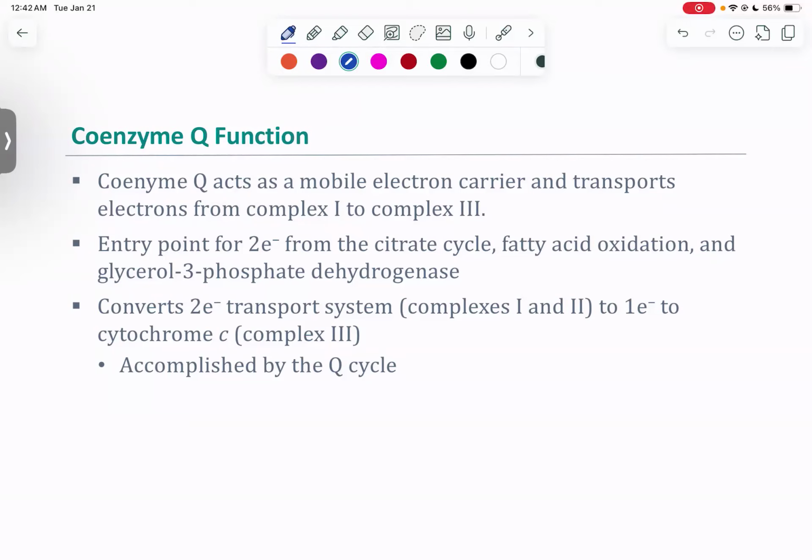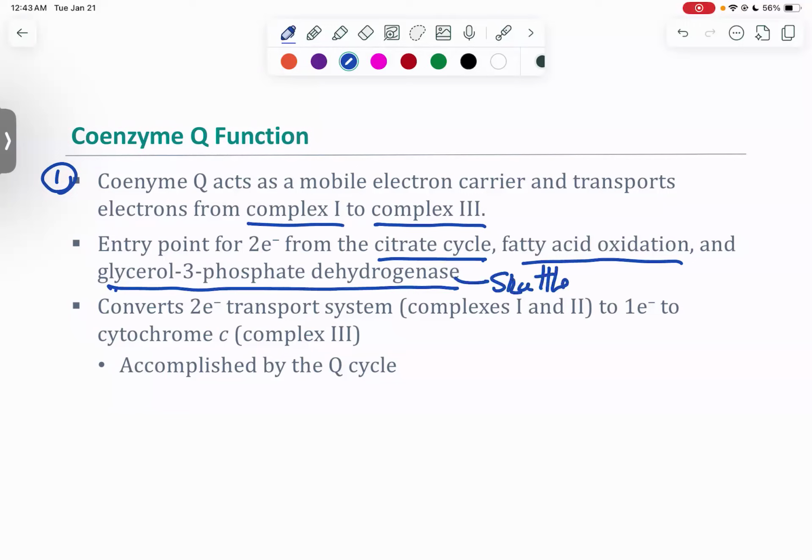Coenzyme Q has 3 really, really big roles, and it acts first as a mobile electron carrier, and it transports those electrons from complex 1 to complex 3. It's not the only place that it gets electrons from, but it's the one we're going to talk about in detail right now. It's also the entry point of 2 electrons from multiple places. So from the citrate cycle, from fatty acid oxidation, and from, this is our shuttle system, yeah, shuttle system of glycerol 3-phosphate dehydrogenase. And we'll talk about that kind of later. And then it converts those 2 electron transport system, right? Where we were in complexes 1 and 2, we had 2 electrons moving at a time, to the 1 electron that cytochrome C needs.